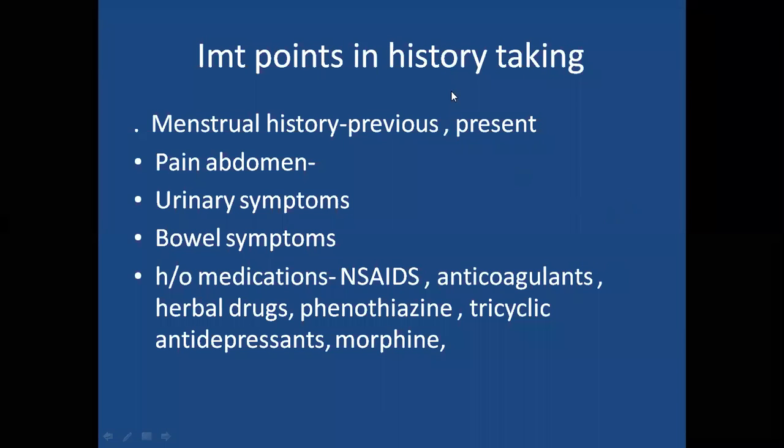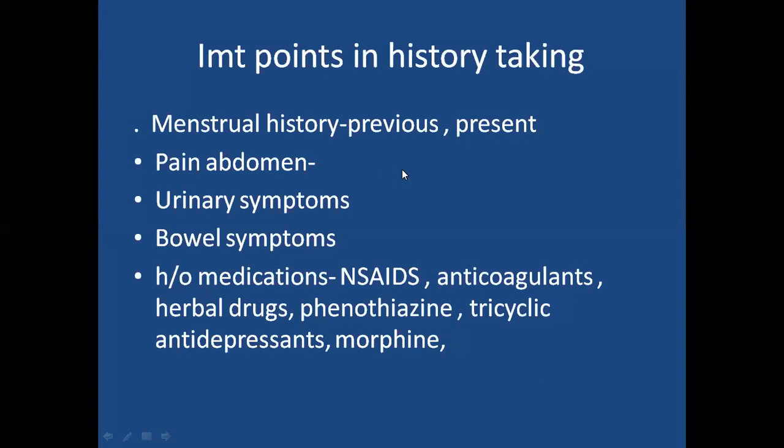Then an important point in history taking is menstrual history, you have to split it into previous menstrual history and present menstrual history. Then association with pain abdomen is very important, because in a woman about 35 years old complaining of heavy menstrual bleeding and prolonged bleeding associated with pain abdomen, what is the differential diagnosis, they will ask.